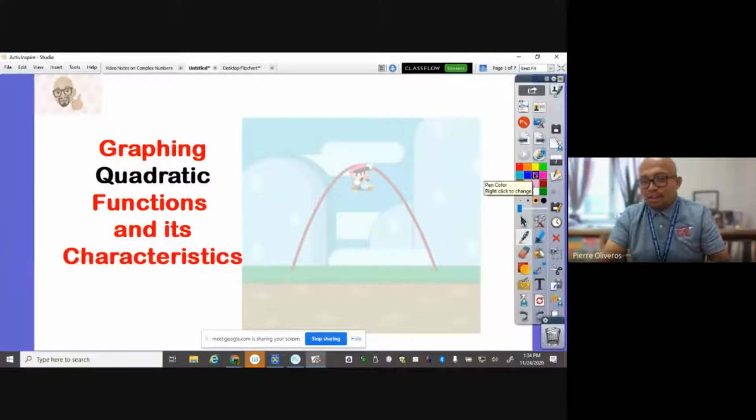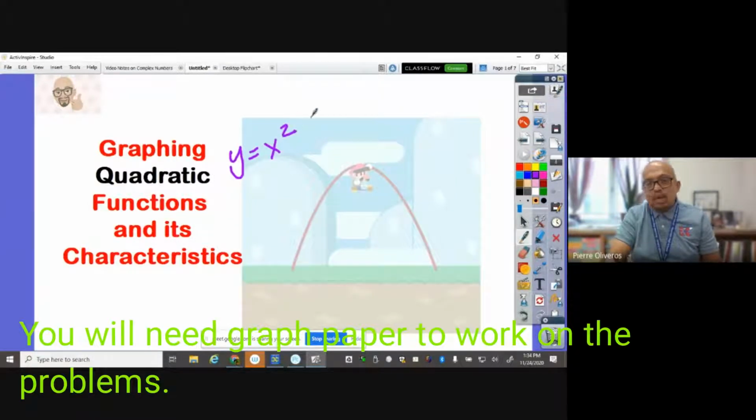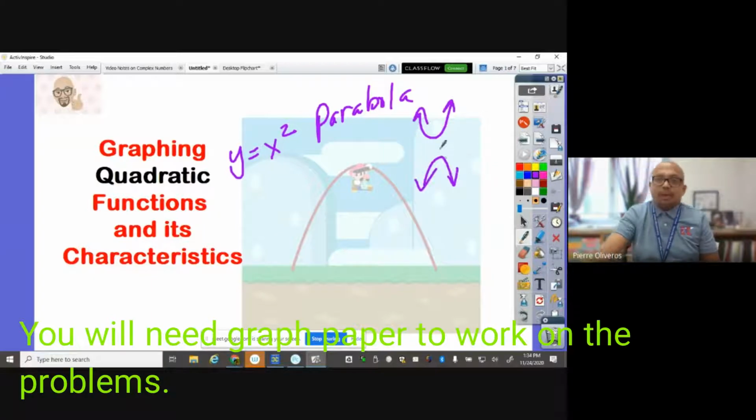And today we're going to learn about graphing quadratic functions and their characteristics. We know the quadratic function has a parent function of y is equal to x squared, wherein the graph is called a parabola. A parabola can open upward or downward.